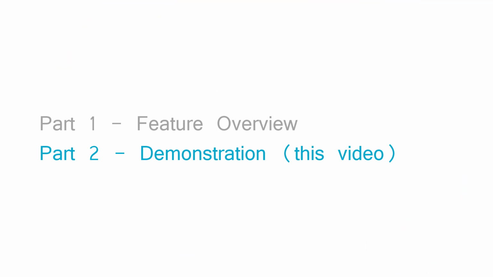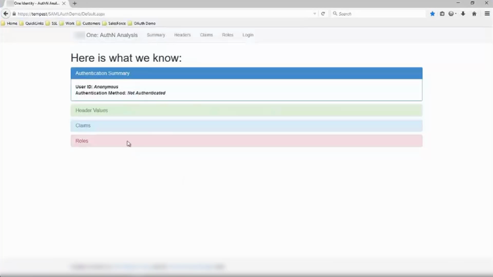So running on this machine is a web server, and running on that web server is a page we call authentication analysis. We like to hit this web page through different ways of authenticating, and when we do, you're going to see the user is going to be logged in here. You're going to see what the user ID is. The authentication method is going to tell you exactly how the user authenticated, and then maybe we'll see some header values, or if we're doing federation, we'll see claims, etc.